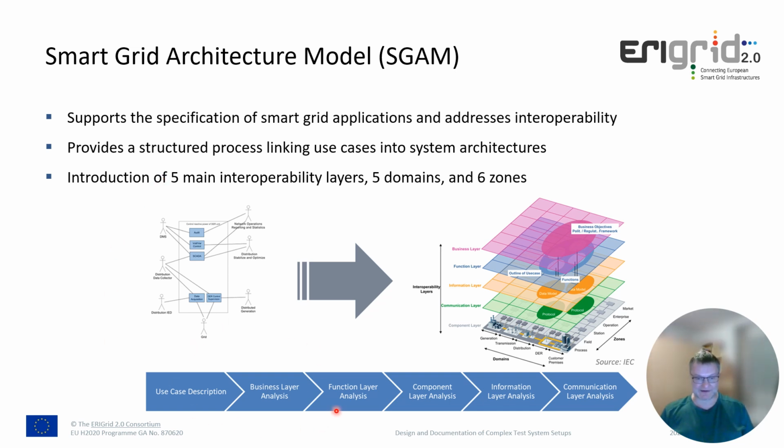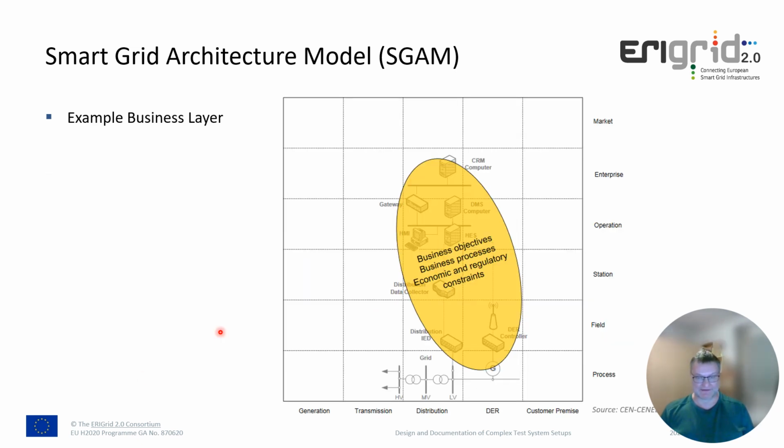Then, as next, we typically design or analyze the business layer, then afterwards the functional layer, followed by the component layer, and as a final step, the information and the communication layer being analyzed. I want to show this approach, this workflow, in the following few slides in form of different examples. So the business layer, here we look mainly at economic and regulatory constraints, business processes, business objectives.